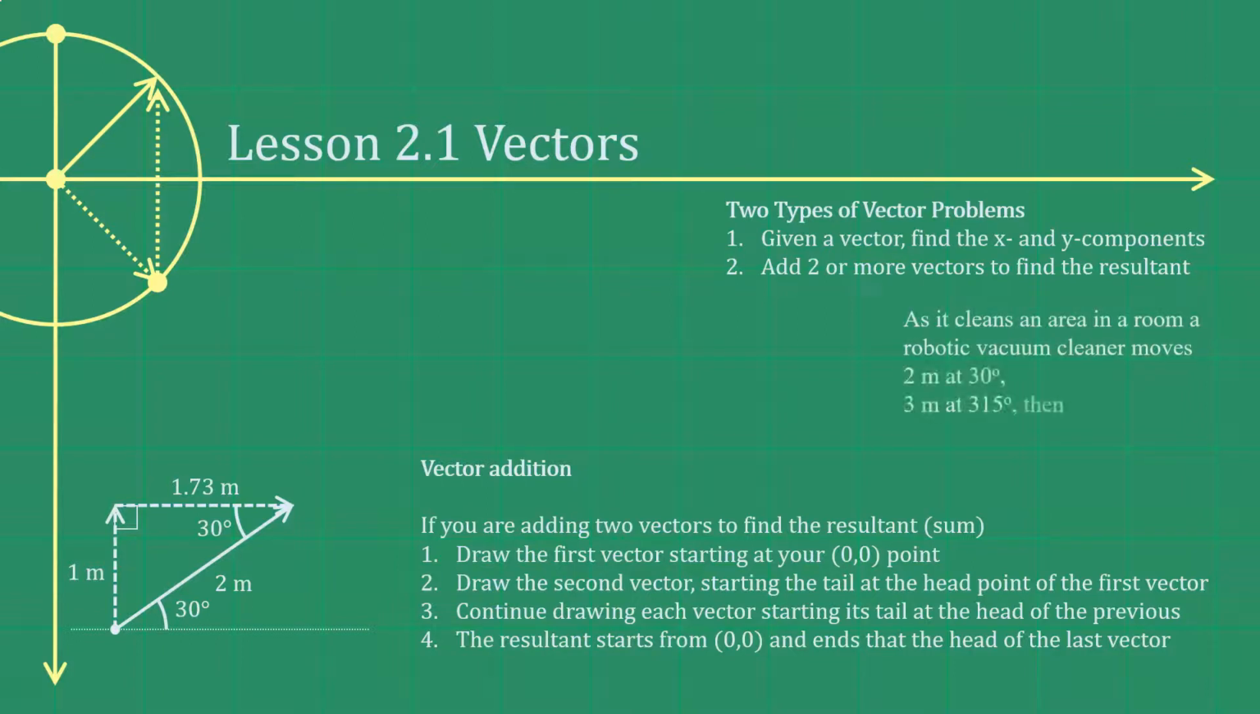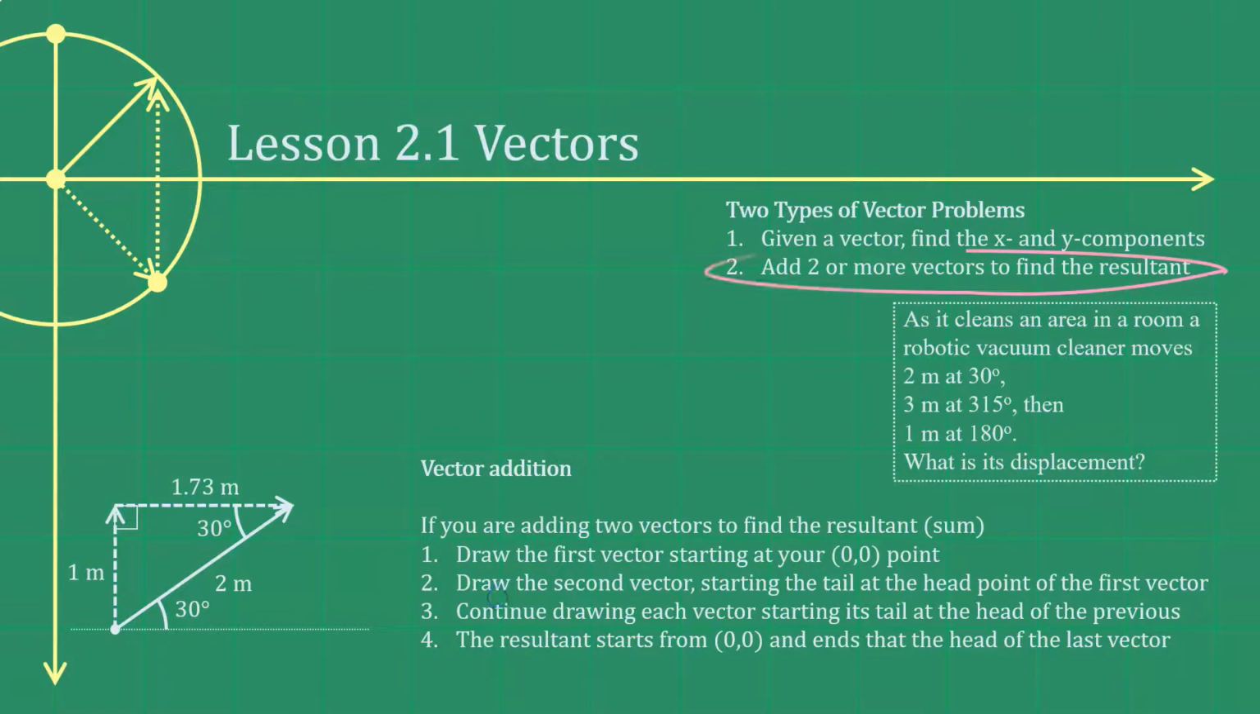Let's take a look at one of those second types of vector problems. So consider this. As it cleans an area in a room, a robotic vacuum cleaner moves the following distances and directions. So we've got some displacements here. 2 meters at 30 degrees, that's the one that we just did. 3 meters at 315 degrees, then 1 meter at 180 degrees.